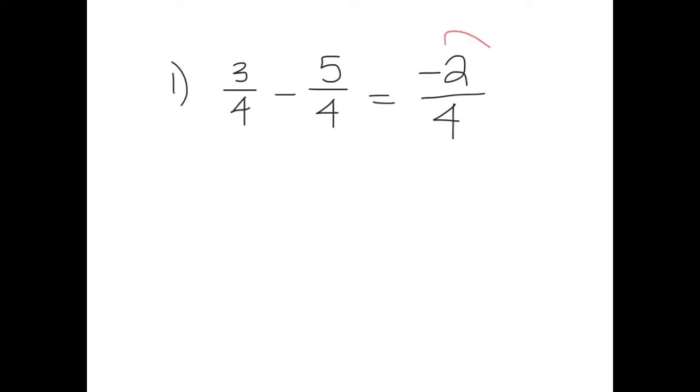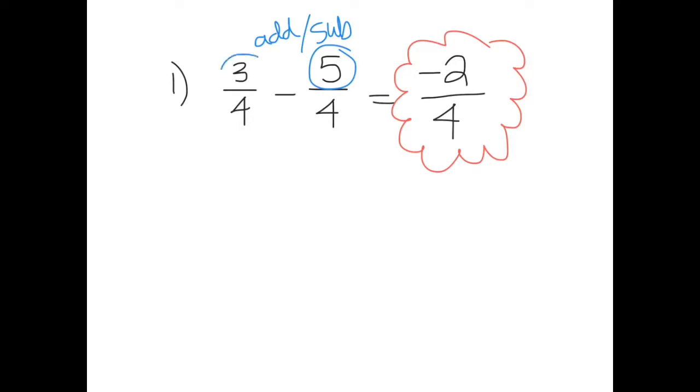So a couple of things that we need to talk about. First of all, rules. You add or subtract the numerators, the top numbers, when the denominators are the same. When you do that, you add or subtract the top numbers and the denominator does not change, right? So 3 minus 5 is -2, so we get the answer -2/4.